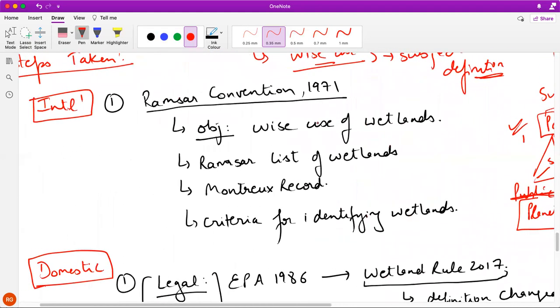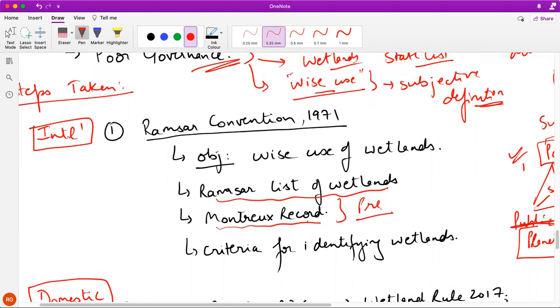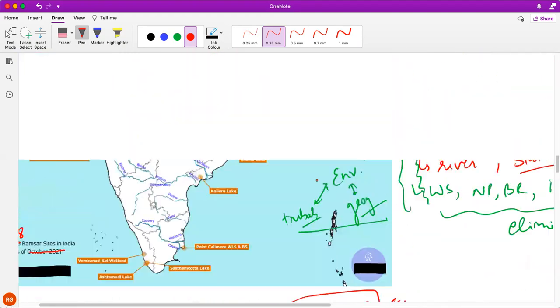Then also under Ramsar Convention, it gives Ramsar list of wetlands. As we have seen above, there are 48 Ramsar sites of India. Okay, then in addition, this has been asked in prelims, I guess in 2015-16. What do you mean by Montreux record? It basically says it includes those wetlands where changes in ecological character have occurred or are occurring or are likely to occur because of human activities. And two wetlands are included in this record of India.